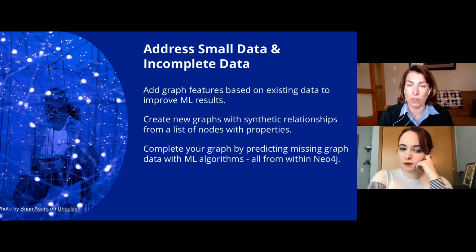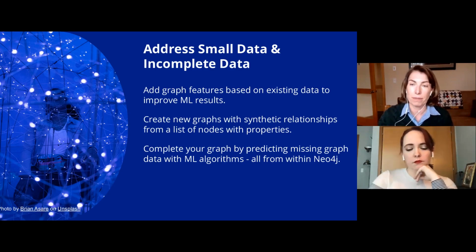So you can add those synthetic relationships. You can also complete your graph along the same lines using some of the similar methods. Complete your graph, do predicting of missing graph data, with the machine learning algorithms within Neo4j, you might be predicting missing links. You might be predicting information about your nodes, like labels that you don't currently have.